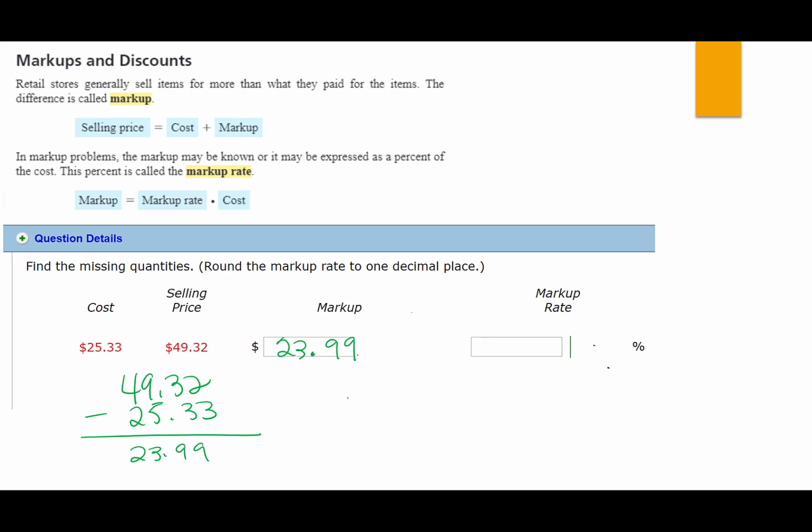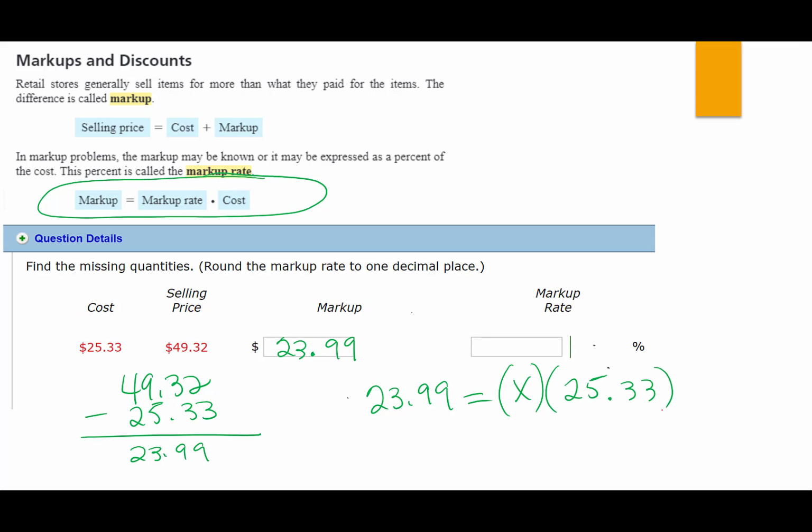So you would type in under the markup box $23.99. Now we're going to find the markup rate, and we're going to follow this second formula that I just circled in green. If we know the markup is $23.99 equals, we don't know the markup rate, so we'll call that an X, but we do know the cost was $25.33. To solve for X, we'll divide 25.33 to both sides. X equals, now that's the rate in form of a decimal.